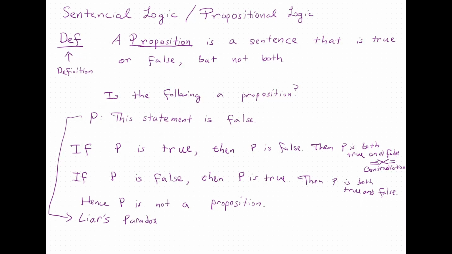In our first lesson, we discussed propositions, and shortly thereafter we discussed the liar's paradox. That is, the statement that reads, "This statement is false." And what we saw is that this is not a proposition, because if we were to assume that it were true, then the statement itself must be false, and now we have a statement that is both true and false, therefore not a proposition. And similarly, if we were to assume that it were false, then the statement must be true. And once again, we have a statement that is both true and false, therefore not a proposition.